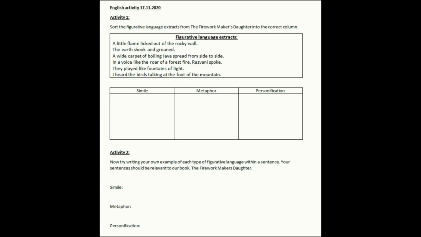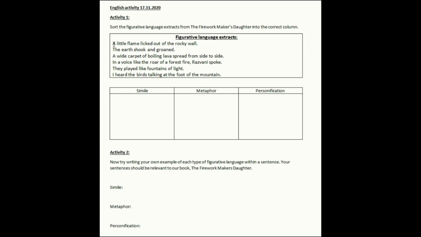Your task today is to look at these extracts from The Firework Maker's Daughter and sort them into which kind of figurative language they're using. Are they a simile? Do they use like or as? Are they a metaphor, so comparing without using like or as? Or is it personification, making something that's not human seem like a human?